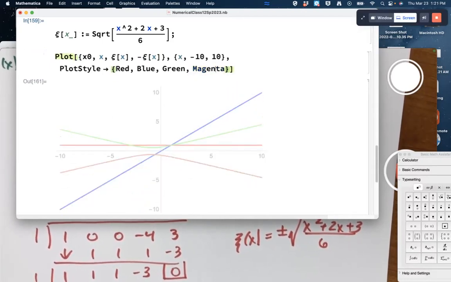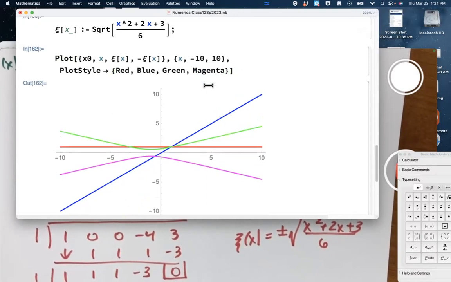Spelled magenta wrong. There we go. That xi of x is not between the red and blue until x is less than negative 0.7 or so. And once the green one is not between the red and the blue, the magenta one still is. So I guess xi of x is definitely the green one over here and in here. In here, there are two xi of x's that work. But once you're to the left of negative 3, then it's only the pink one, the negative square root, that works. Interesting. Okay.